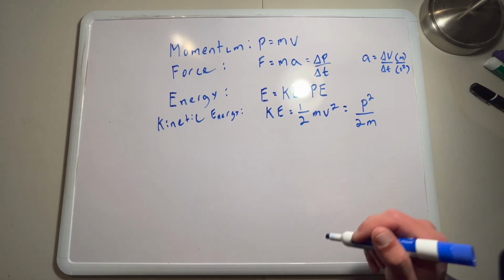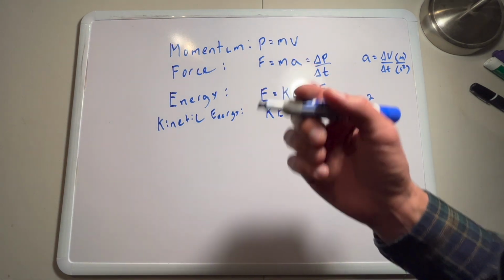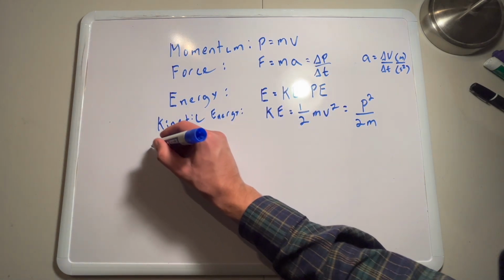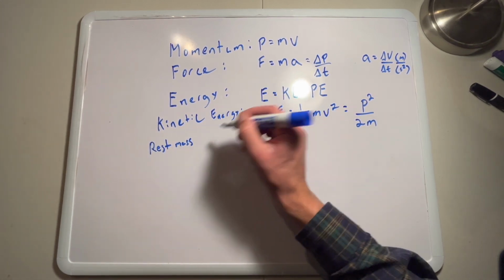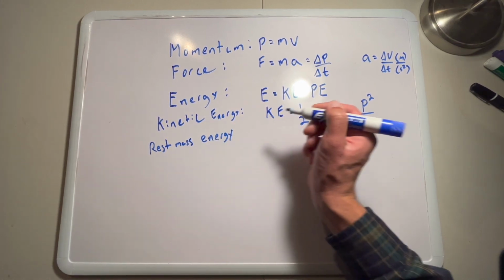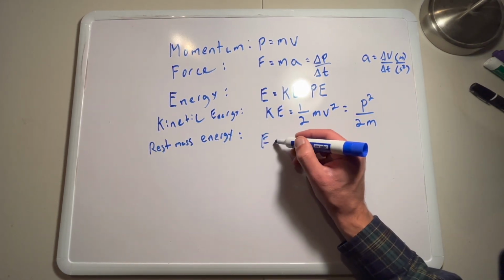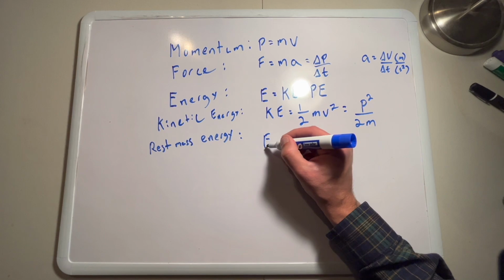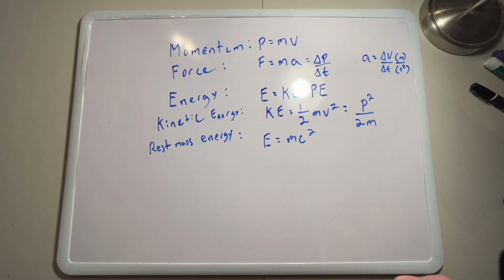And one last equation I would like to write down, though I likely don't need to, is rest mass energy. And for that, of course, E, it's not a very good E. E equals mc squared, of course, very classic.